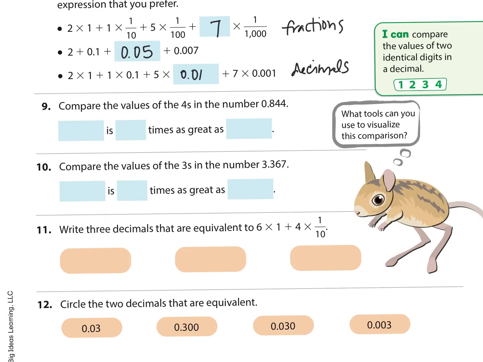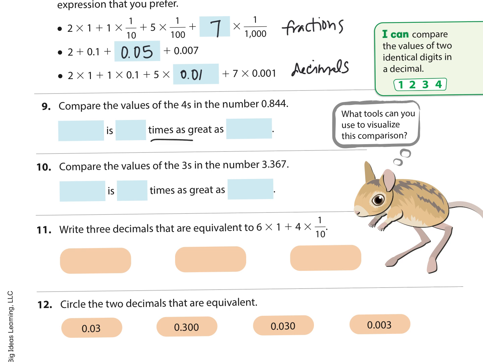Number 9 says compare the values of the 4s in the number 0.844. How do I read that number? Vivian, want to try? No? Jeb? 844 thousandths. 844 thousandths, very good. Okay, so I'm going to compare. This is what we've been seeing. This was actually on your test. You had one question just like this. So I'm going to compare the 4s.